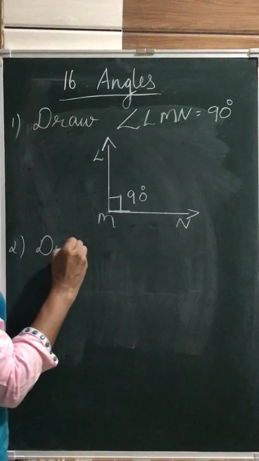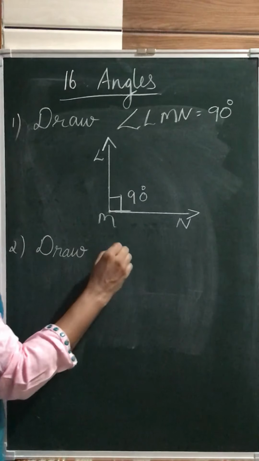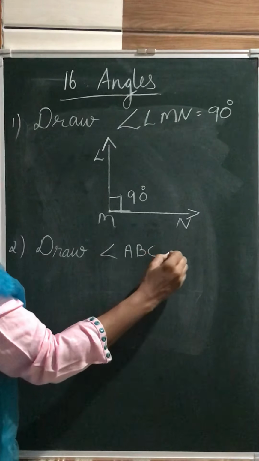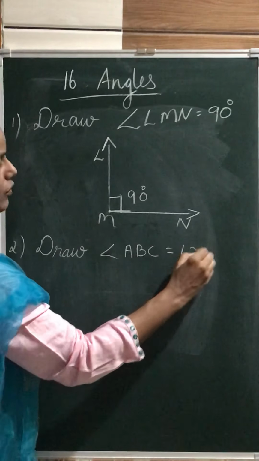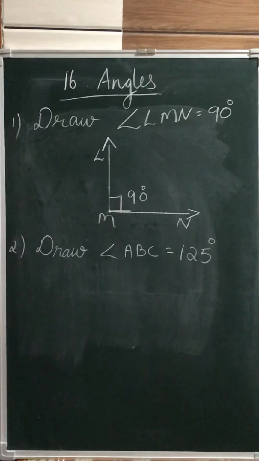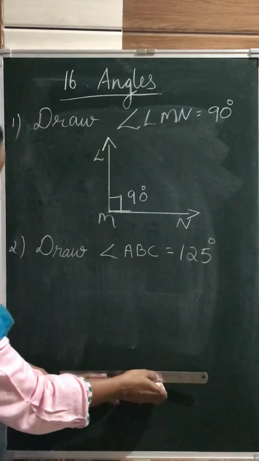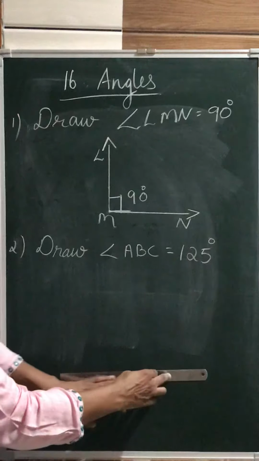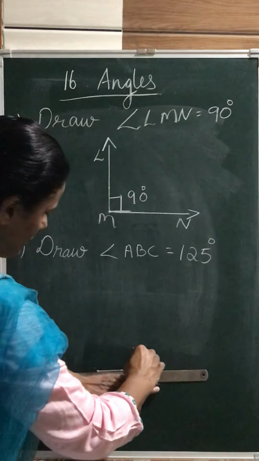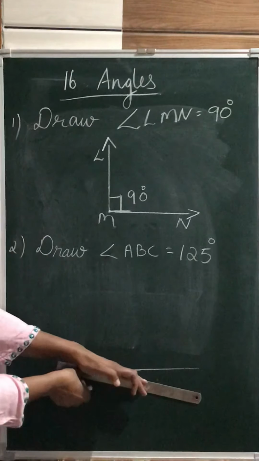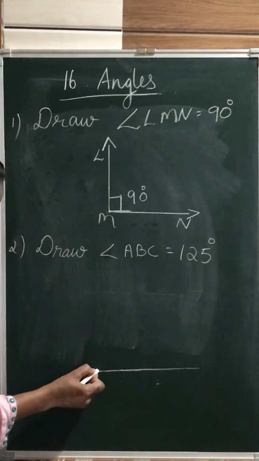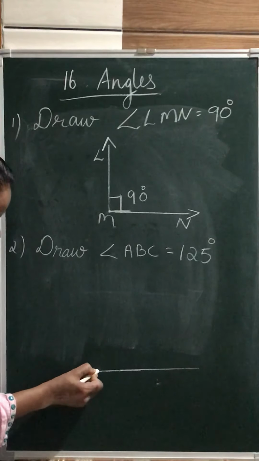Draw angle ABC equal to 125 degrees. Using a scale, we can start a straight line on the baseline. Using a sharp pencil we can draw this. This is the initial point, put a small dot.